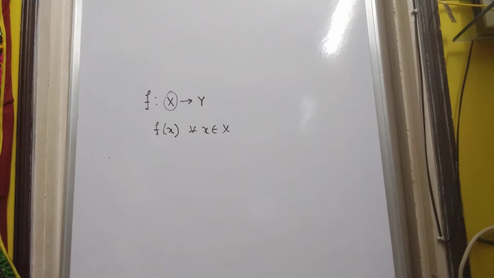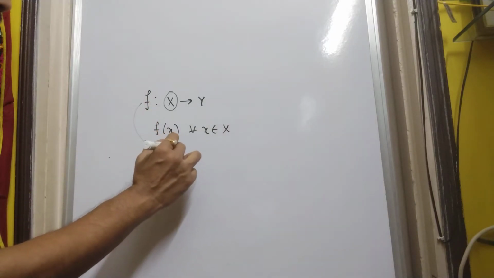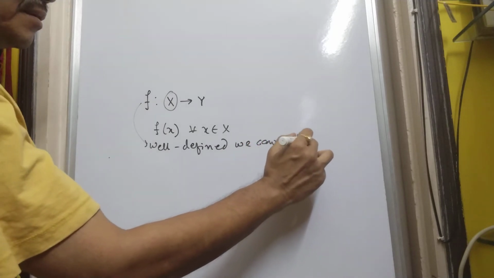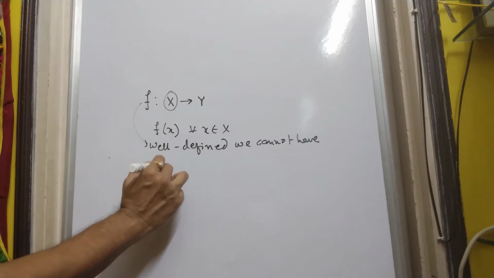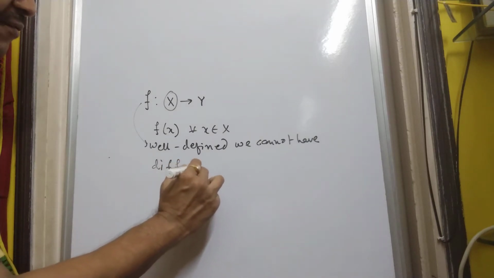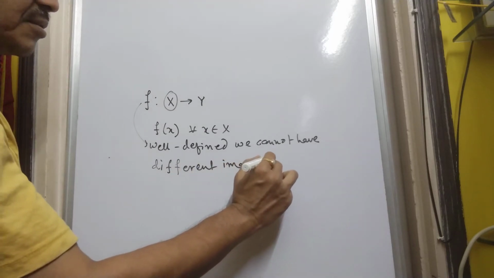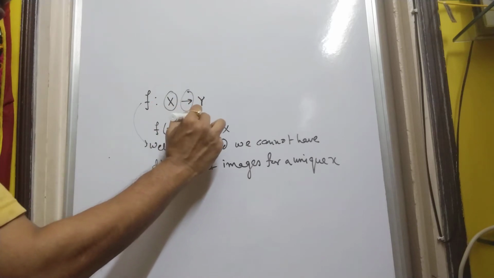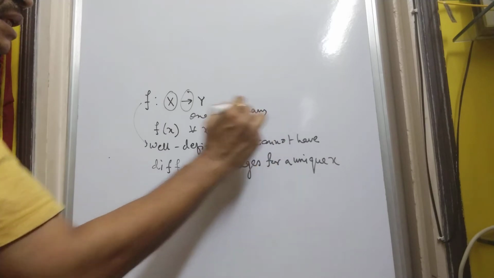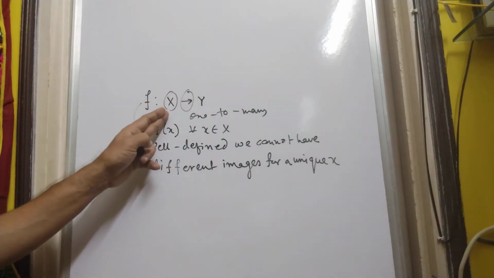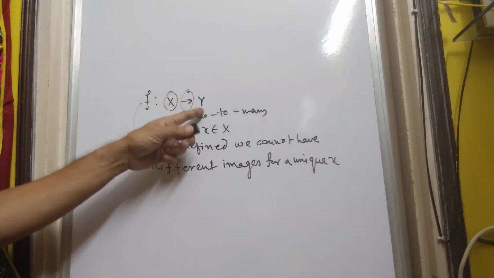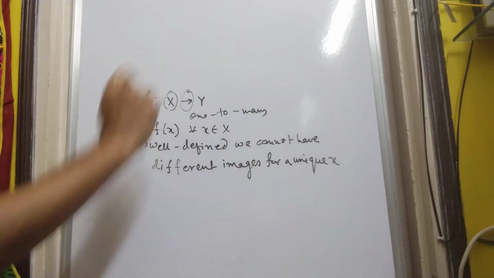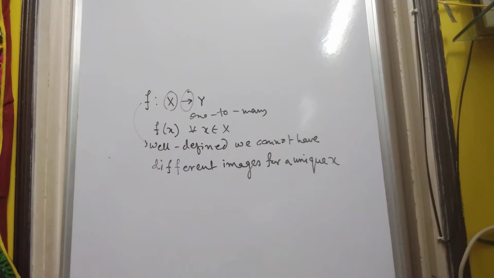And we should always remember that for this function to be well defined, we cannot have different images for a unique x. That means this cannot be one to many. Each and every x must have a unique image. No element of this domain set can be mapped or go to different images, but it can be many to one. It cannot be one to many. This we should always remember.